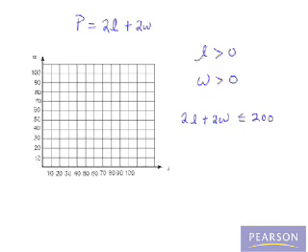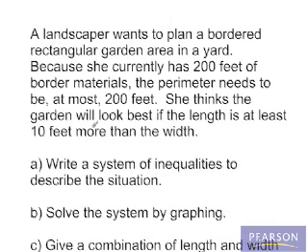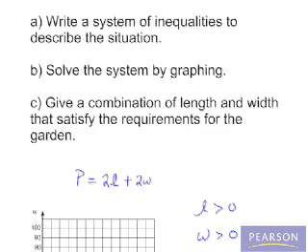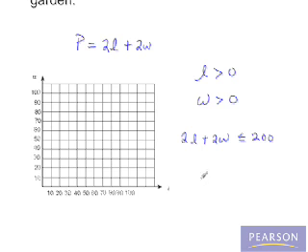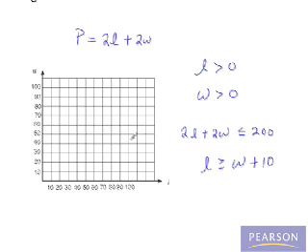We're also told in the problem that she thinks this would look best if the length is at least 10 more feet than the width. So length must be greater than or equal to 10 feet more than the width. So width plus 10, W plus 10, or our length is greater than or equal to our width plus 10 feet. So there's our system of inequalities that we need to graph, and then we'll find the overlapping region where all of these overlap to come up with a solution to our situation.